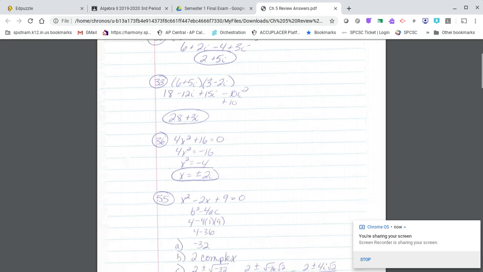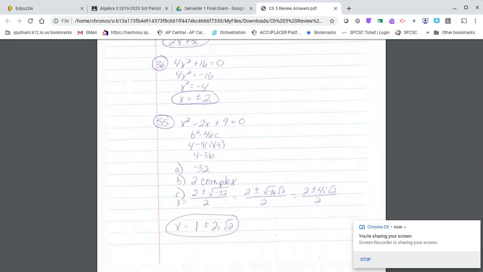And then solving equations with imaginary solutions. Remember that when you take the square root of both sides of an equation, you get plus or minus, and the square root of a negative number is always going to have that imaginary component. So the answer to this is x equals plus or minus 2i.